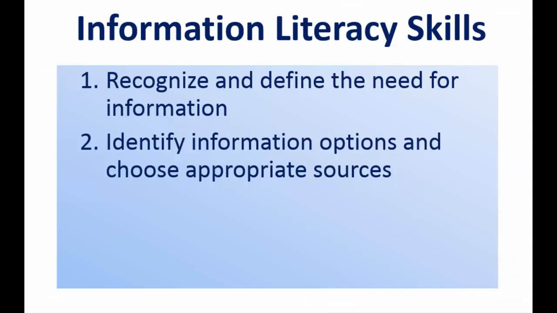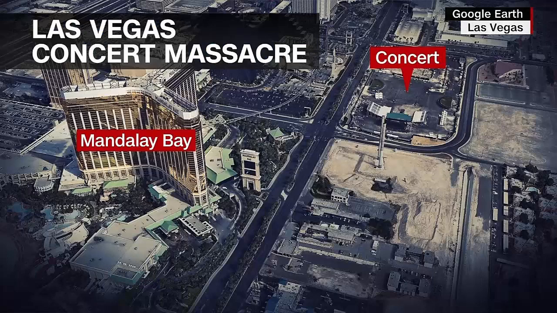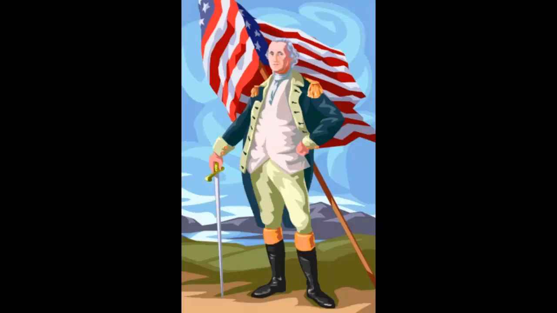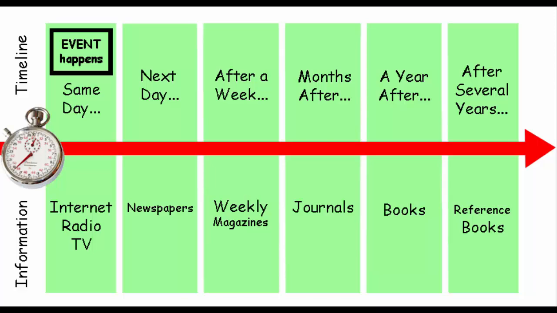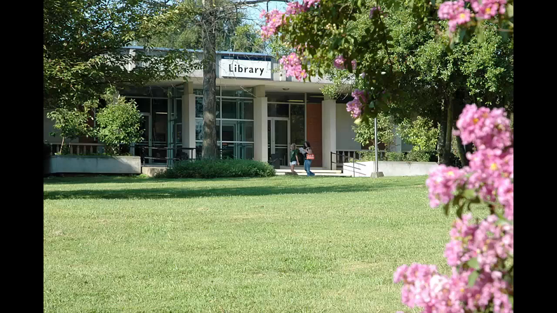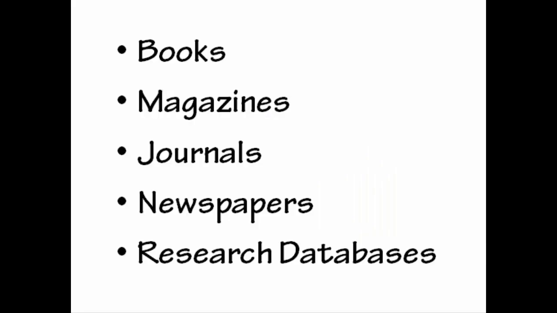Identify information options and choose appropriate sources. What kinds of information are appropriate for your needs, and how do you search for them? Do you need first-person information, like witnesses' statements on a recent event, also called primary sources? Or do you need historical data about an event long past? Here's a chart showing the types of information that correspond to the publishing timeline. So how do you get information from these different formats? You can go to the college library for information in these sources.